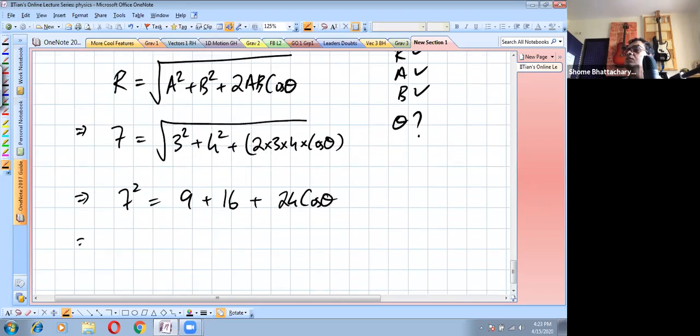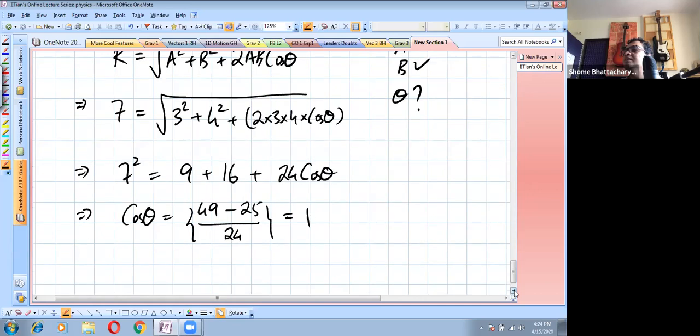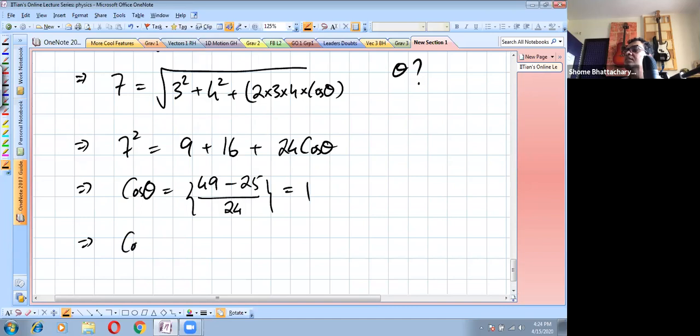So very interestingly, you see that cos theta will just become 49 minus 25 divided by 24. When I add up these two numbers, they are 25, this is 49, and cross multiply. So that means cos theta is coming out to be 1. You know the condition for cos theta to be 1 is that theta is 0. This implies that theta is equal to 0. So that is again back to what we had done by geometry. Theta is 0 implies that A and B are parallel vectors.